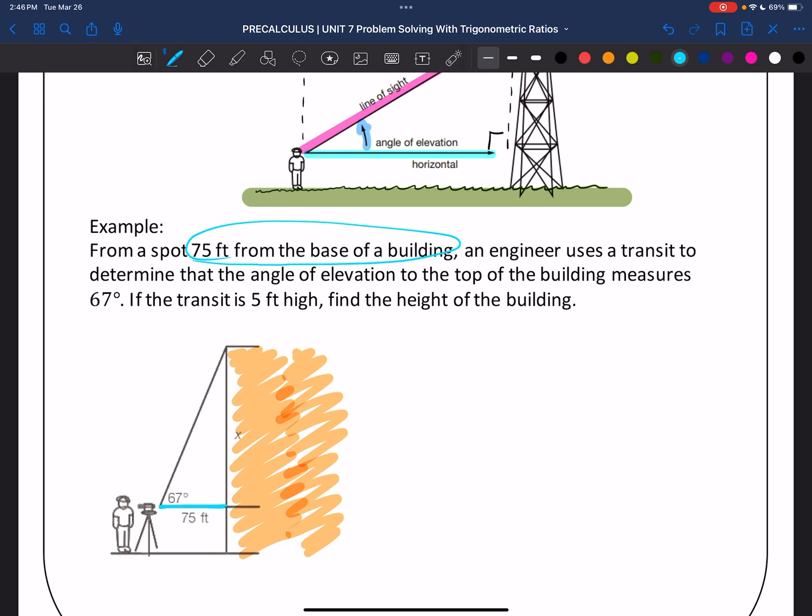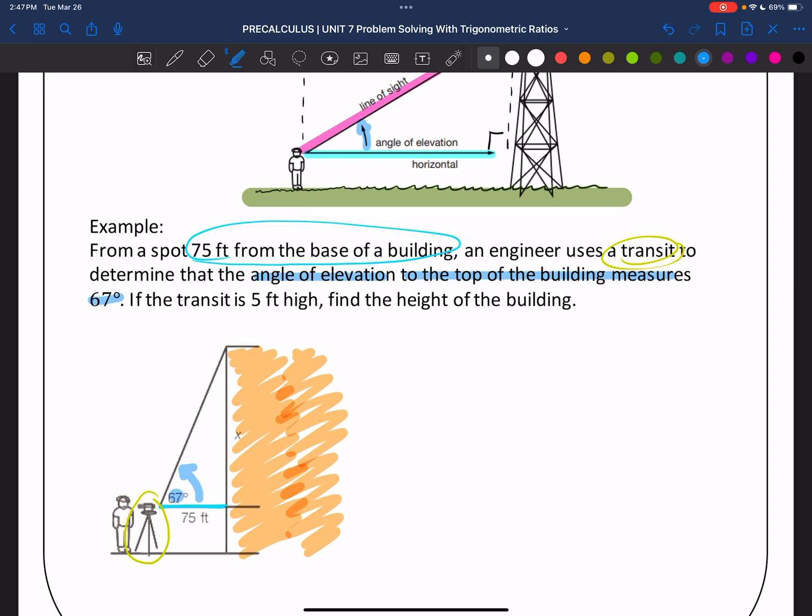That's 75 feet. And they're using a transit, which is this. It says that they're using a transit. That's this little figure here. It's a device used for measuring angles of inclination. And it says that they're using that to determine the angle of elevation. So we're using that to determine that the angle of elevation to the top of our building, so that's this angle right here, is 67 degrees.